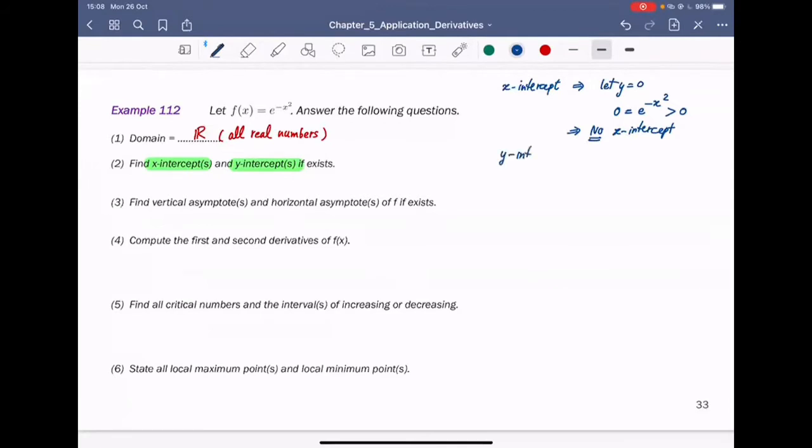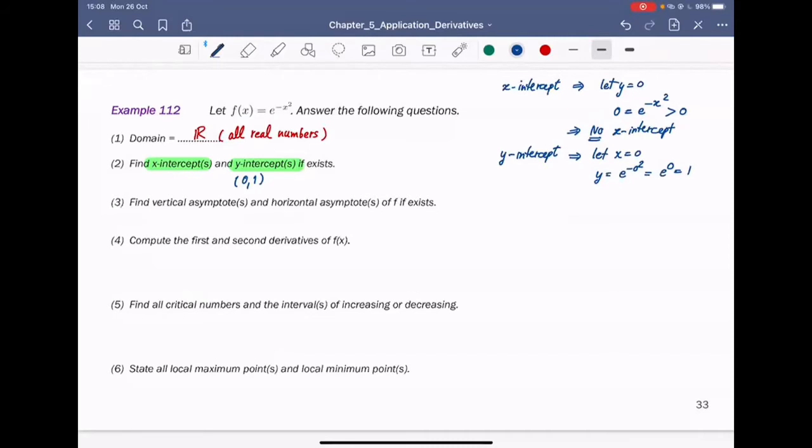The y-intercept. So what is going to be our y-intercept? For the y-intercept, we're gonna let x equal 0. So when I let x equal 0, I have y equal to e to the negative 0 squared, which is e to the 0, which is 1. So my y-intercept is going to be (0, 1). This is going to be the only intercept for this question, right? Because you have no x-intercept and you have just one y-intercept.